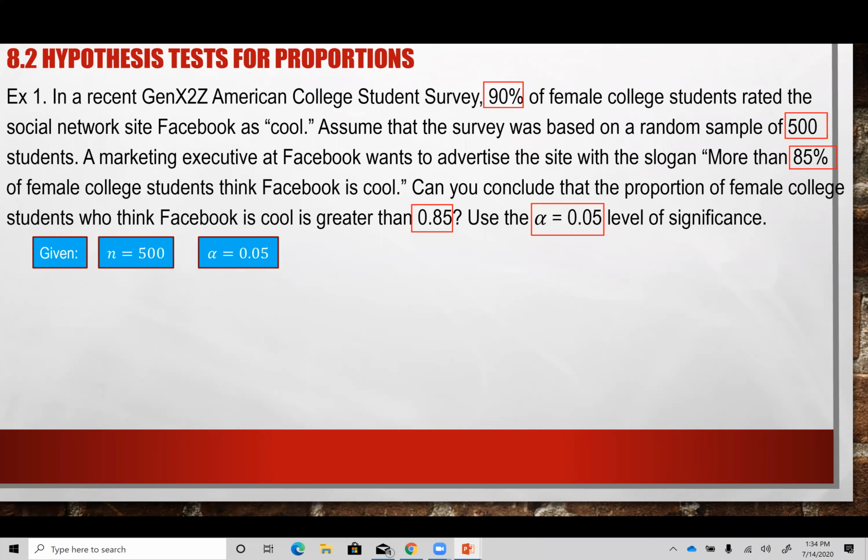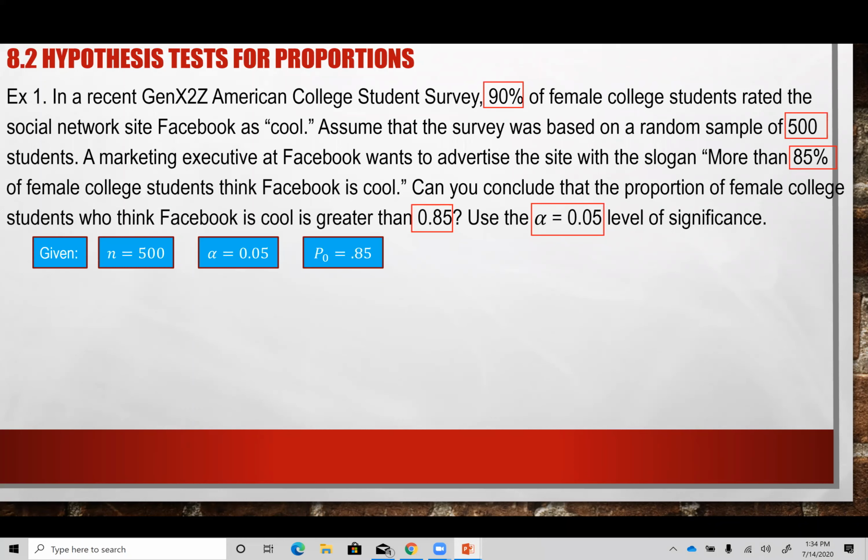Which one are we using as a specific value? And I mentioned to you guys, what do they ask you to do? Well, they ask you to conclude that the proportion of female is greater than this specific number. So this right here, the 85 is your P sub 0. We use the P sub 0 because we're in a proportion.